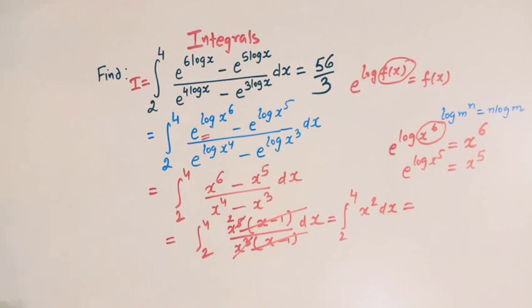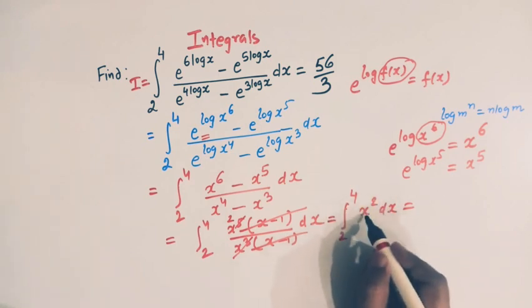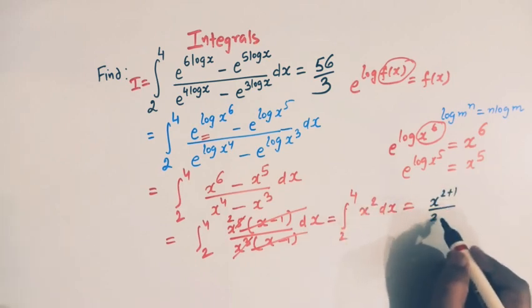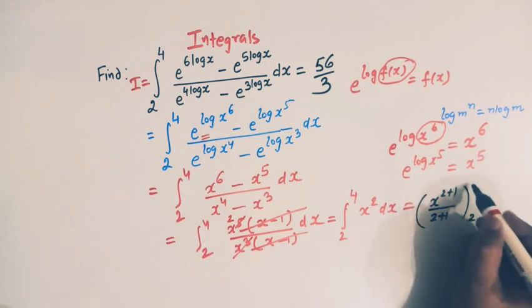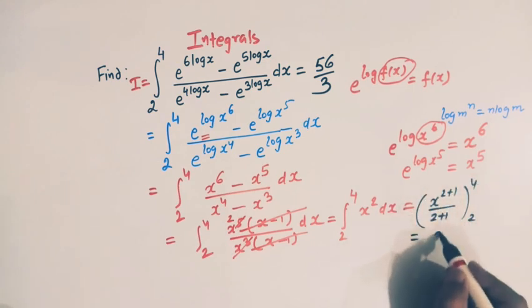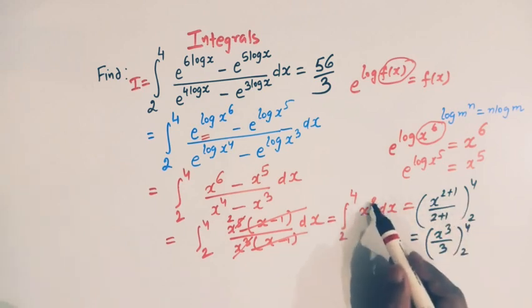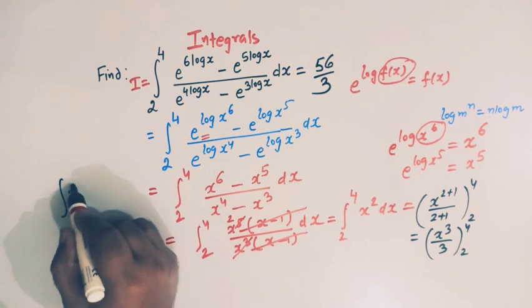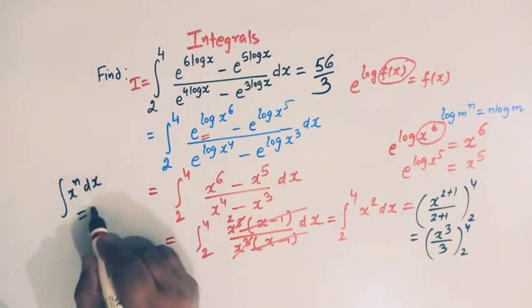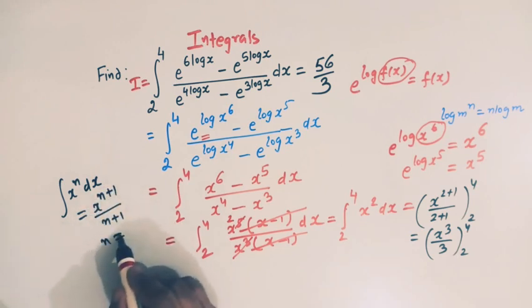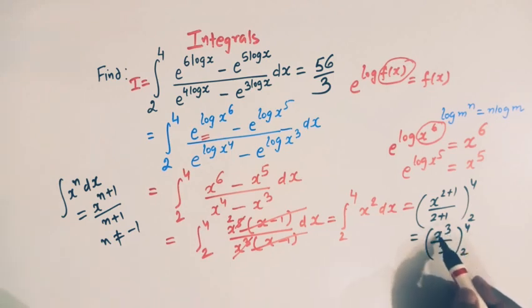Now we can easily find the indefinite integral of x square, which is x raised to 2 plus 1 over 2 plus 1, and here we have the limits, right? So this is x cube divided by 3, and the limits are from 2 to 4. Now here, while integrating x square, we have used the result integral of x raised to n dx is equal to x raised to n plus 1 over n plus 1, provided n is not equal to minus 1. So now we have x cube over 3, the limits are from 2 to 4.